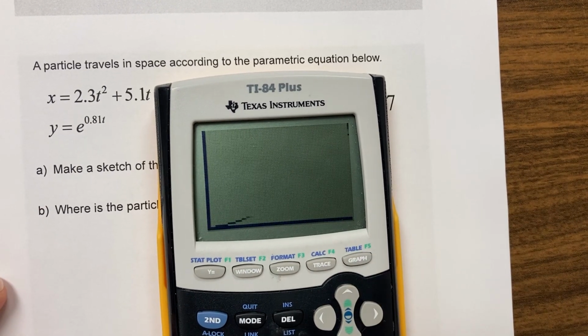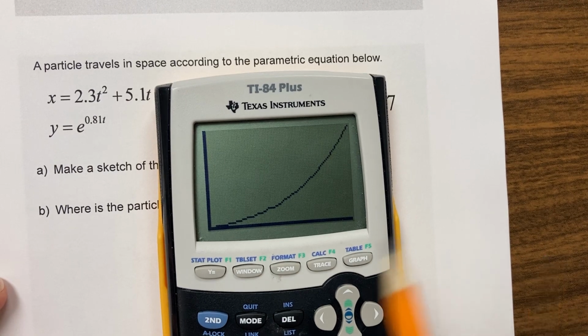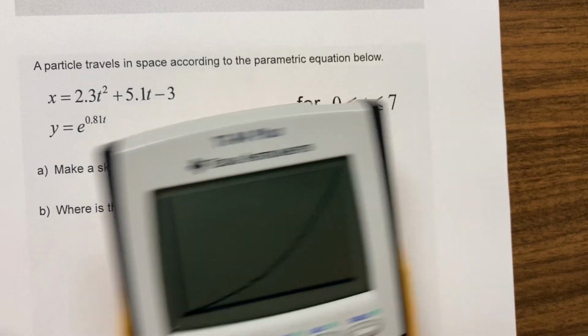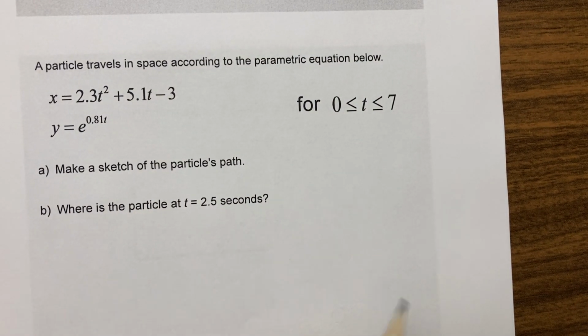So this is sometimes just what you have to do, right? You just kind of play around. That should be good enough. It looks almost like an exponential. There, we'll stop there and then we'll see what else.